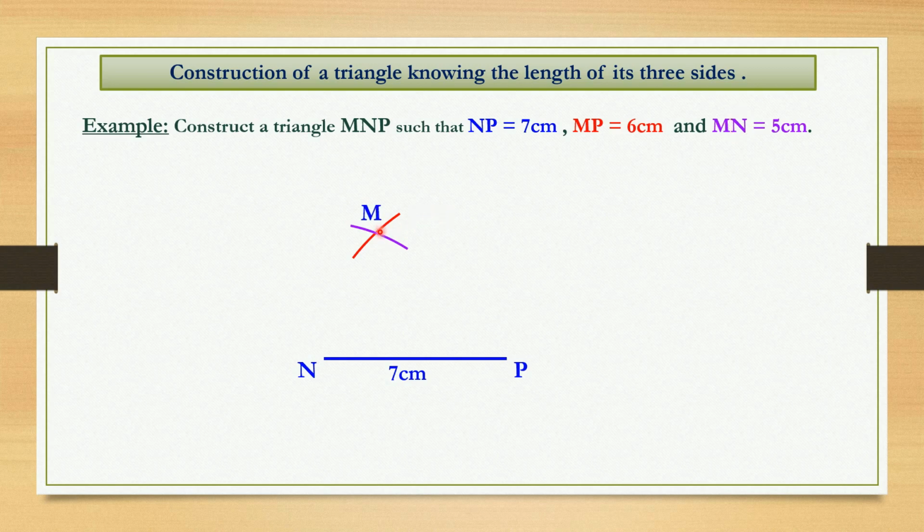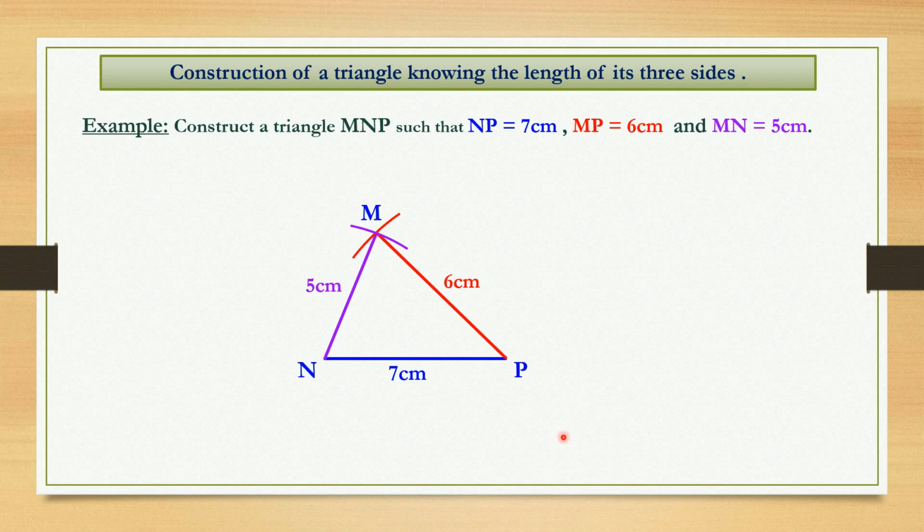So we name this point M. In the end, using my ruler, I join points M and P, and I write the length of MP, 6 centimeters, and I join the points M and N. It will be of length 5 centimeters.